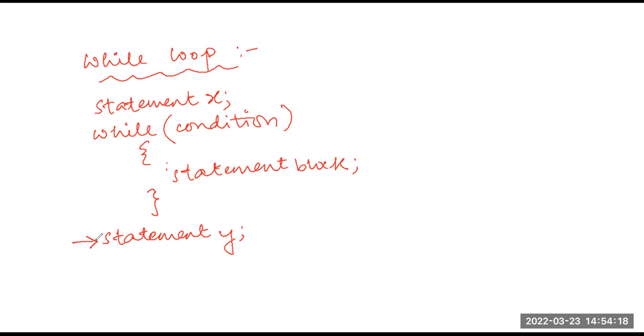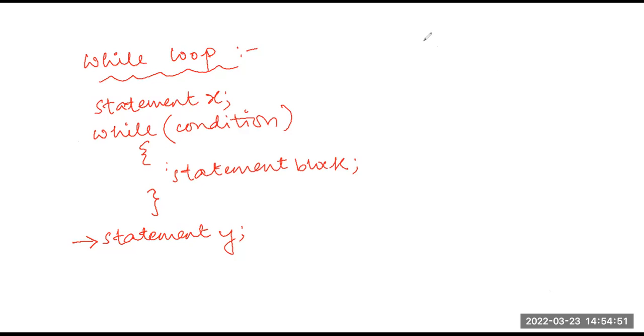That means whatever statement is immediately next to this block, that outside the while loop block, that statement will be executed. If the condition is false, the control won't enter inside this loop to execute the statements inside this loop. Okay. Now this is the while loop concept.